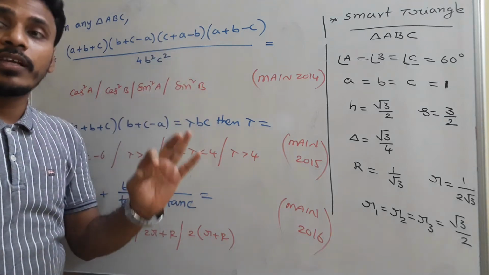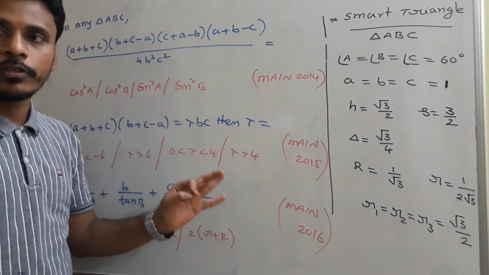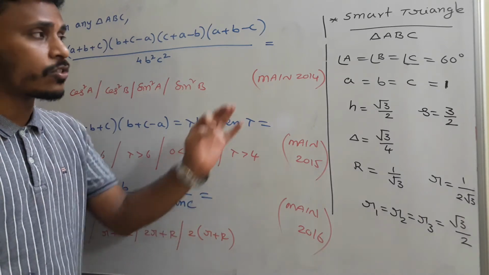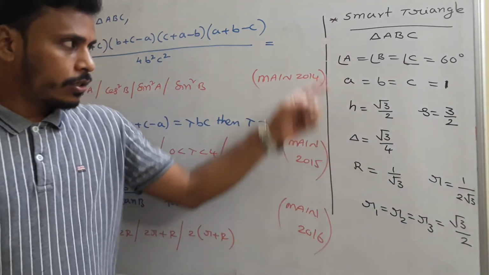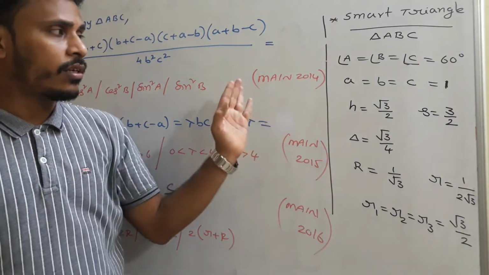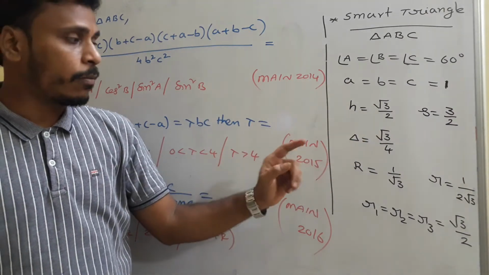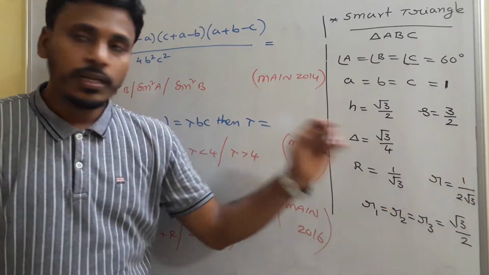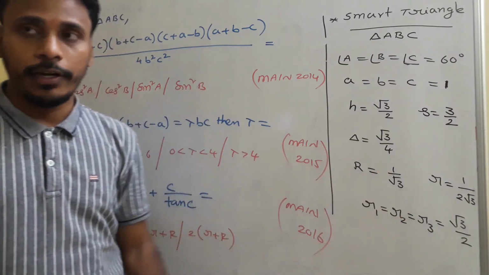These are some previously asked questions from mains which we can solve using our super smart objective approach, in the sense using this smart triangle trick. I think we all see these smart triangle values I mentioned here. Angle 60, sides 1, height root 3 by 2, delta root 3 by 4, capital R 1 by root 3, small r 1 by root 3, as well as the ex-radii each equal to root 3 by 2. Right.